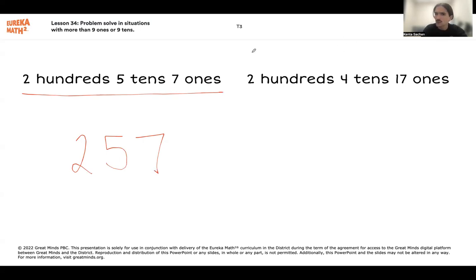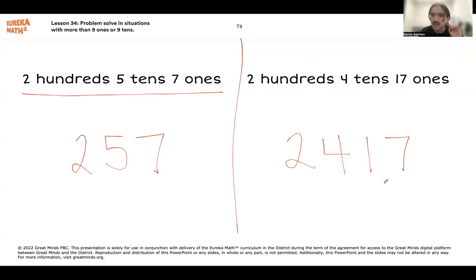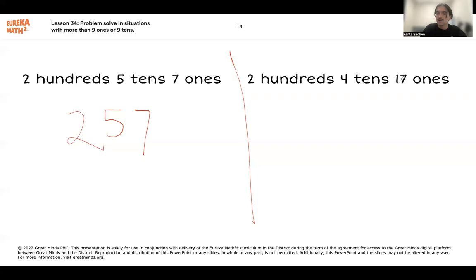Now let's look at this number over here. It says 2 hundreds, 4 tens, and 17 ones. That's a lot of ones, right? Now, we do not say that this number is this. Can someone read me this number? Yeah, read it. 2,417. That's not what we want. We want 257, so that's not quite right.